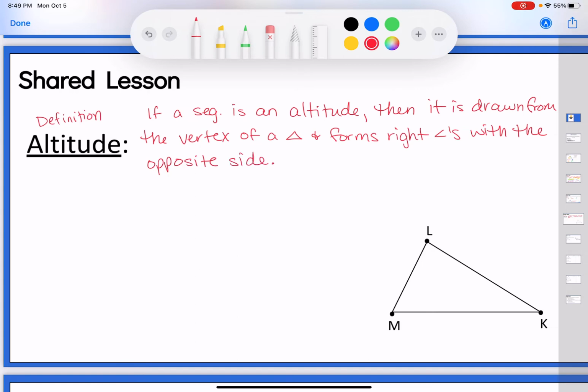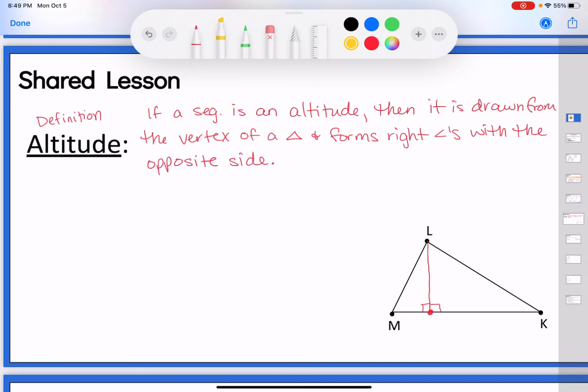Altitude means it's forming right angles. Now, it doesn't have to go to the middle of that opposite side this time. It just has to be straight up and down with the opposite side, forming a right angle. So if I draw in my altitude from L, it's going to go straight down from L and form right angles with that opposite side. So notice it is not going to the center of MK, it is coming straight down from L, and it's forming right angles with MK.